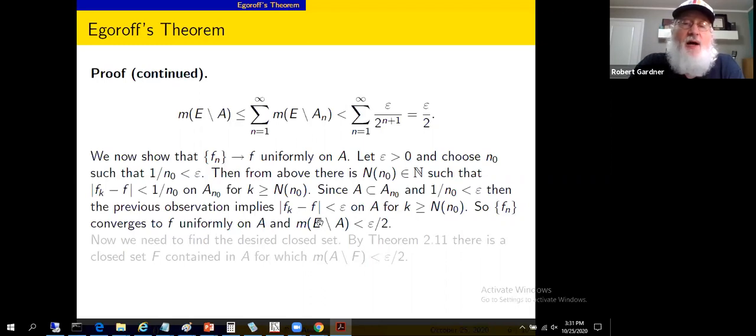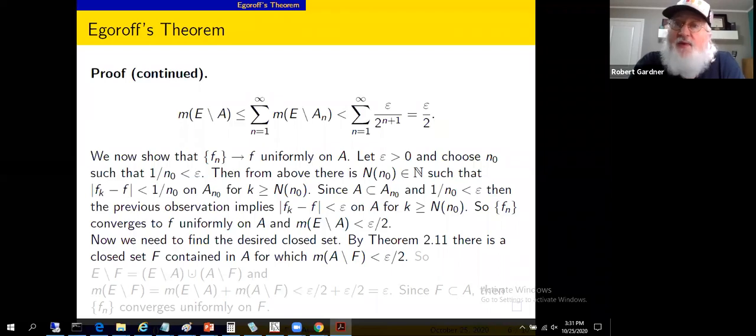And from above, we had the measure of E set minus A is less than epsilon over 2. But we're still not done. If they had said there exists a measurable set such that all this stuff happens, we'd be done. They didn't want just a measurable set. They wanted a closed set.